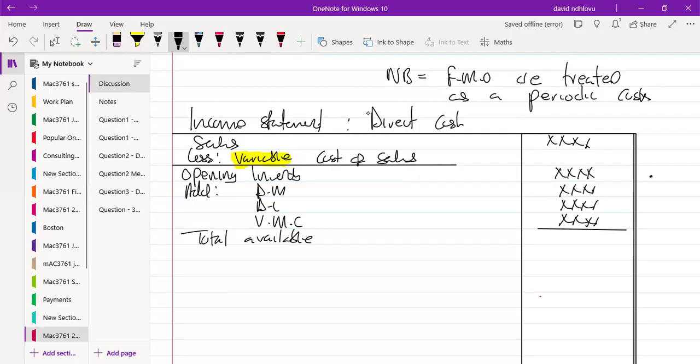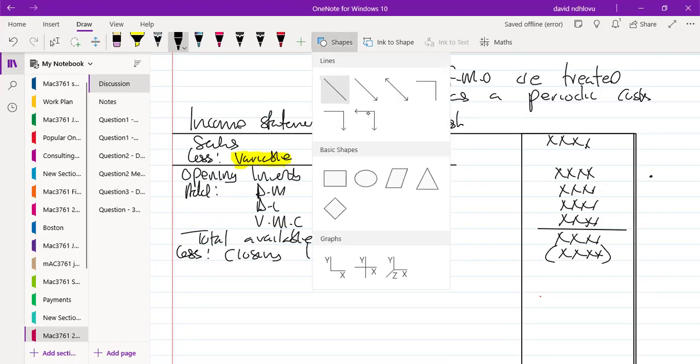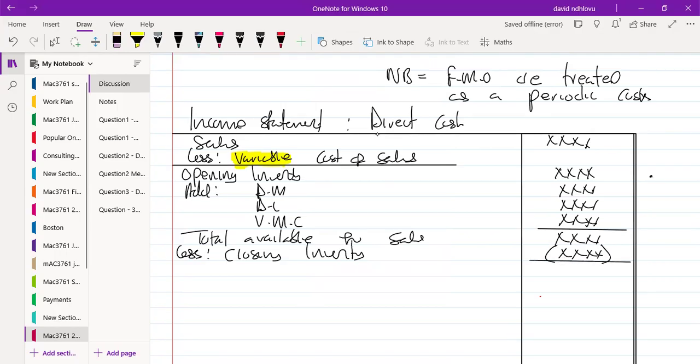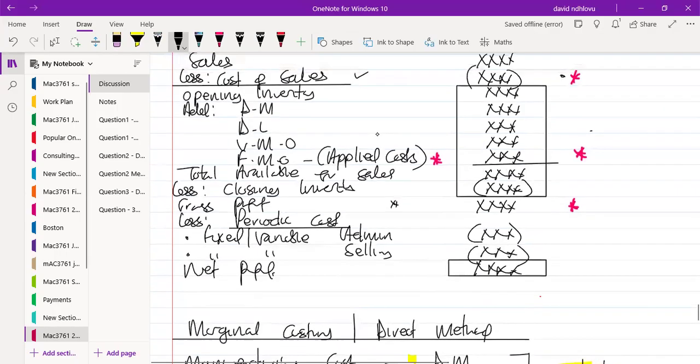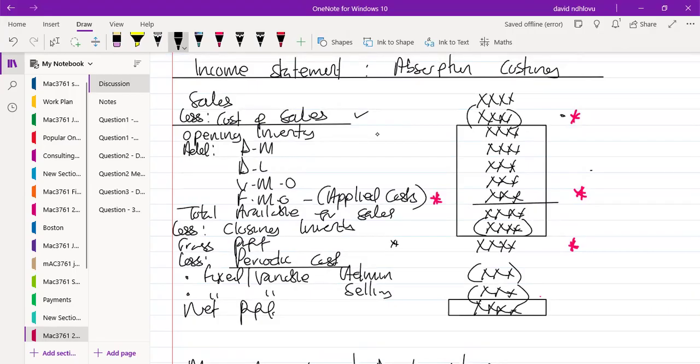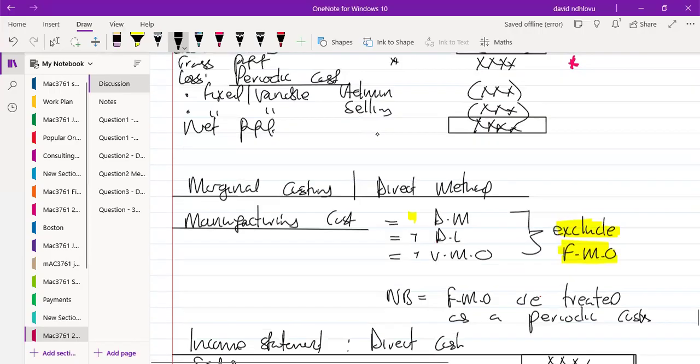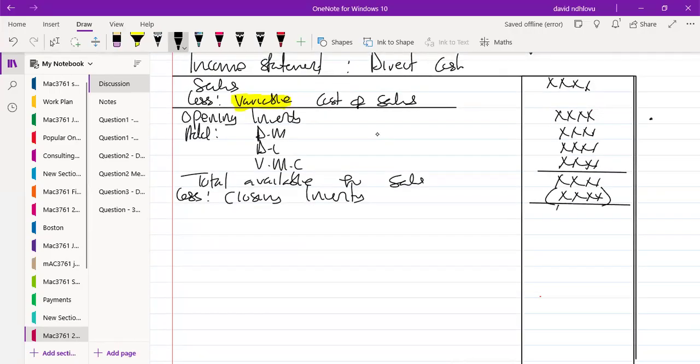So we have a total available for sale. Then we say less the closing inventory. Again, your closing inventory will never carry fixed costs. Right, we have a slight difference again. Remember this method, as soon as you say less closing inventory, you go straight to the cost of sales. But based on this method, you continue downwards.